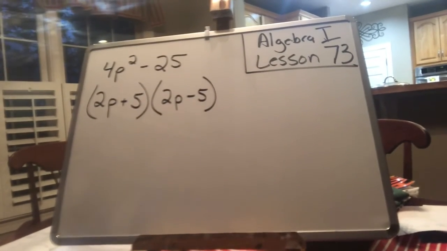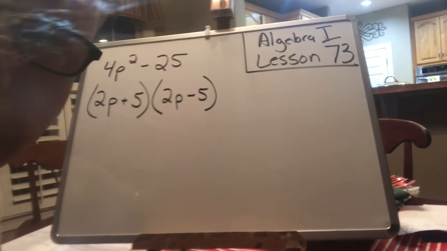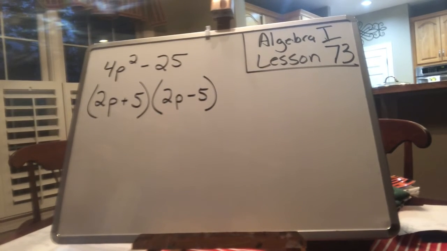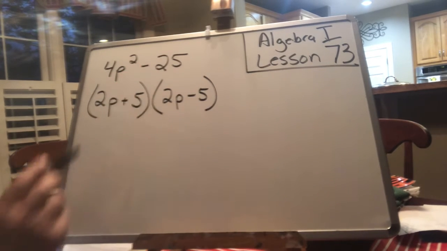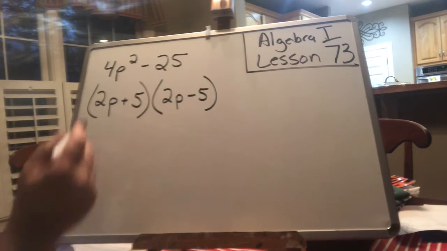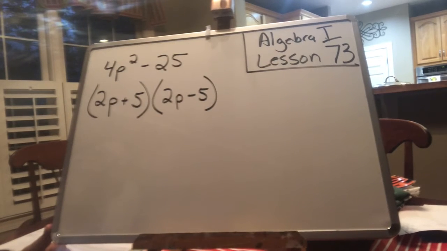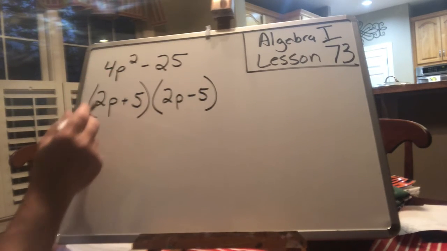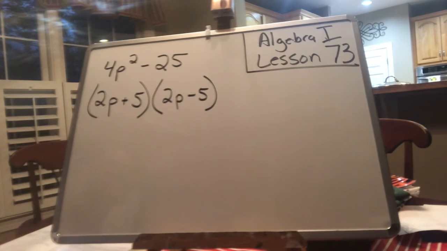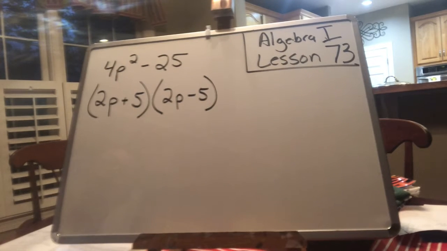The title of this lesson is Factoring the Difference of Two Squares. That's the first part I'm going to do. Difference means that we're going to be subtracting. You're subtracting two squares. This is a perfect square and 25 is a perfect square. The square root of 4p squared is 2p, because if we multiply 2p times 2p, that gives us 4p squared, right?